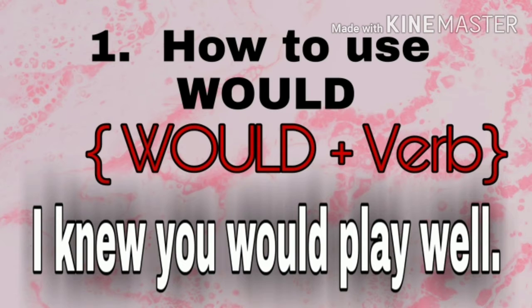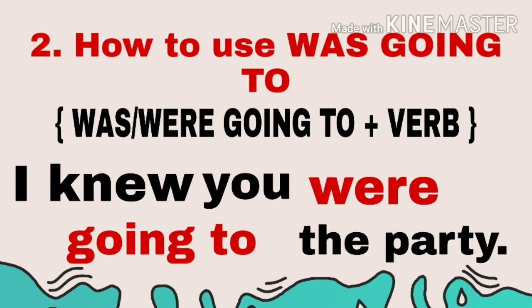1. How to use would. Would plus verb. Examples: I knew you would play well. 2. How to use was going to. Was or were going to plus verb. Examples: I knew you were going to go to the party.